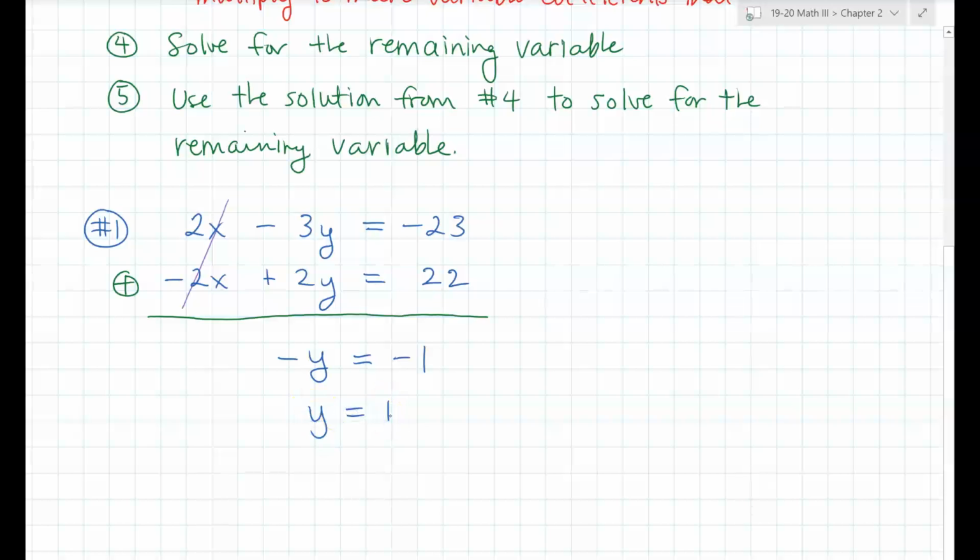Now remember, all of these answers are supposed to be points, right? So let me get a little coordinate pair thing over here. And I know that the answer for my y value is 1.